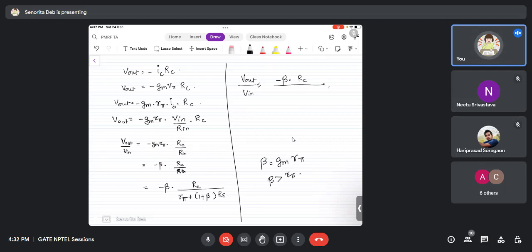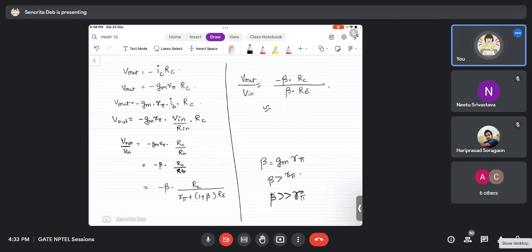In normal cases, you can say that beta is greater than R pi. So I am assuming that beta is very much greater than R pi. Now in this case, what will happen? Beta into RC, and I can approximate the below term. It is R pi plus 1 plus beta RE. So it is like saying R pi plus beta into RE, which is nothing but the same as beta RE because R pi is very small. So therefore I can approximate the denominator as beta into RE.